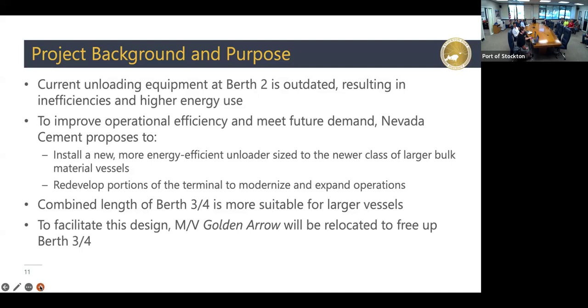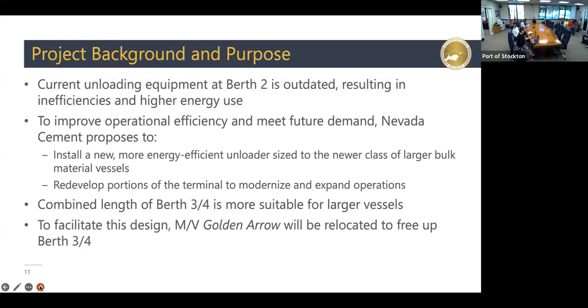Additionally, there is an anticipated increase in supply and market demand for cementitious materials in the region. Cementitious products such as domestically manufactured cement and alternatives such as fly ash continue to face downward pressure on overall supply, and the proposed project would allow the terminal to serve the market for decades to come.